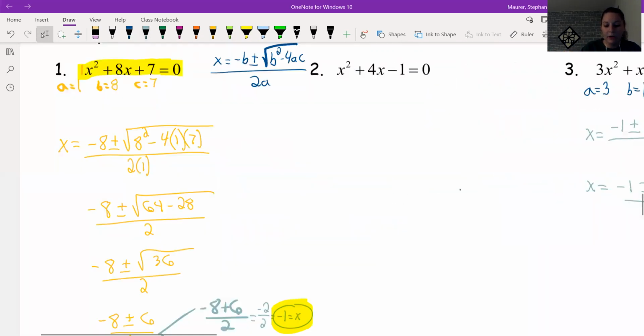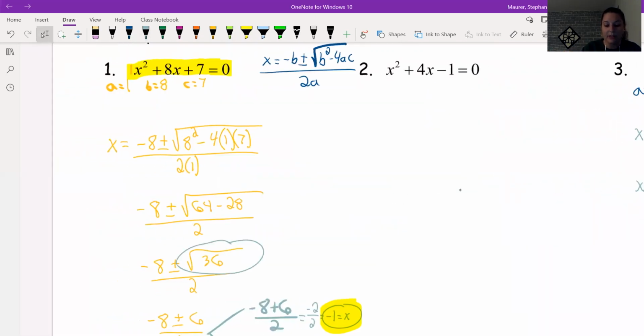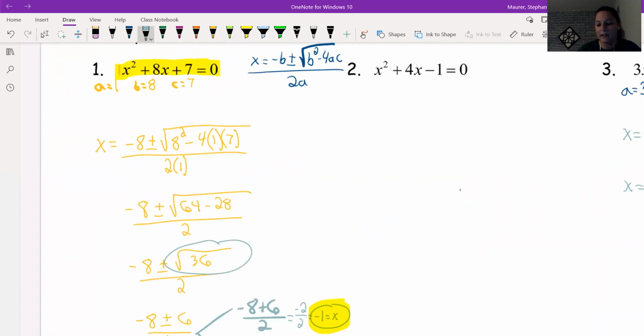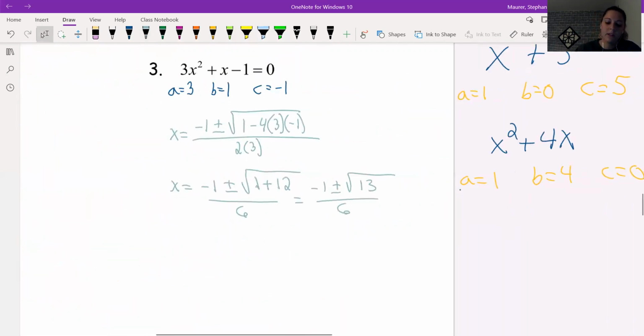In the first problem, we had the square root of 36. We could do that; we got 6. But this one's the square root of 13. It doesn't really go any further than that. Even if we tried to reduce the square root of 13, there just aren't any perfect squares in 13. So 13 doesn't go anywhere. It's like saying the square root of 3. It just doesn't become anything.